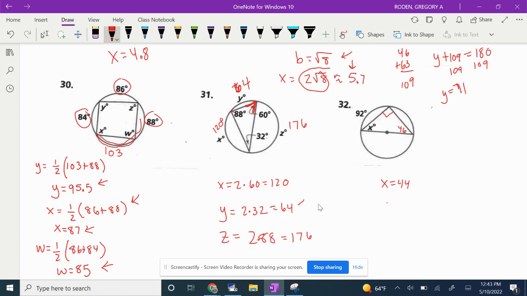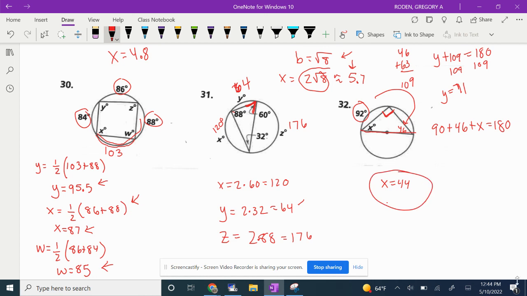176. Now the last one, since this is a diameter because it contains the center point, that means this inscribed angle must be a right angle. Now, since this is 92, we divide it by 2 to get its inscribed angle of 46. So now we just say 90 plus 46 plus x has to equal 180 because it's a triangle. And so I think if we do the math, we get x equals 44.